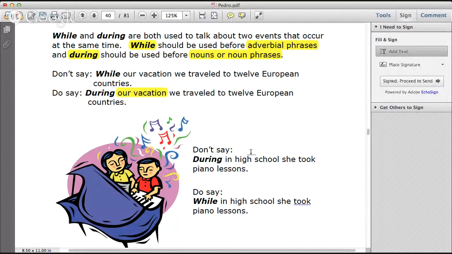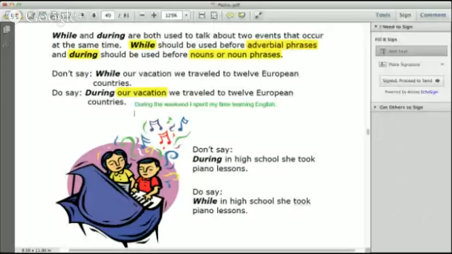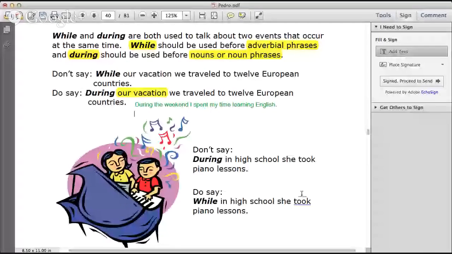During the weekend, I spent my time learning English. That's good. During the weekend, I spent my time learning English. Great. How about Danielle?